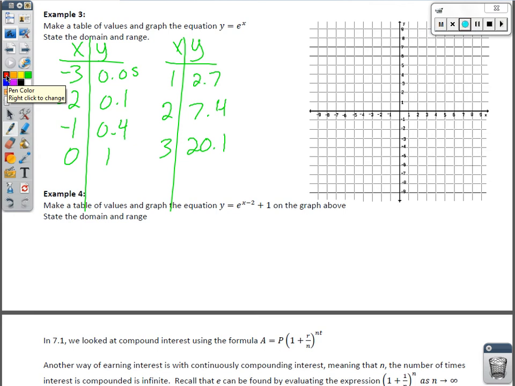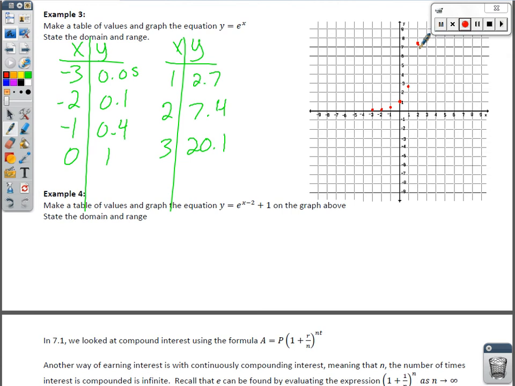Okay, so let's start plotting these points. At negative 3, we have 0.05, real close to the x-axis there. At negative 2, we have 0.1, again real close to the x-axis. 0.4 at negative 1, so just under half. Then at 0, we have 1. At 1, we have 2.7. At 2, we have 7.4. And then I'm not going to graph that last one.